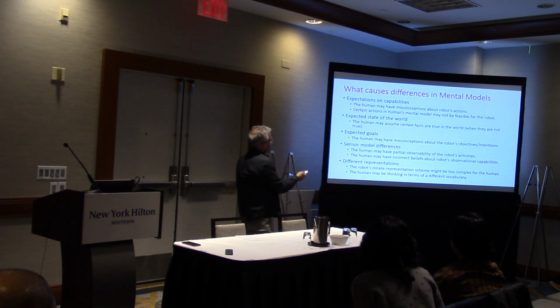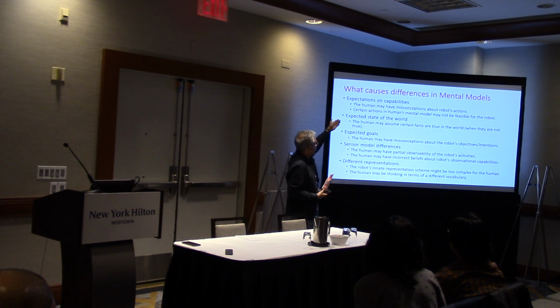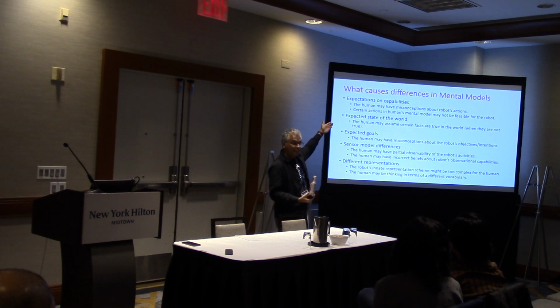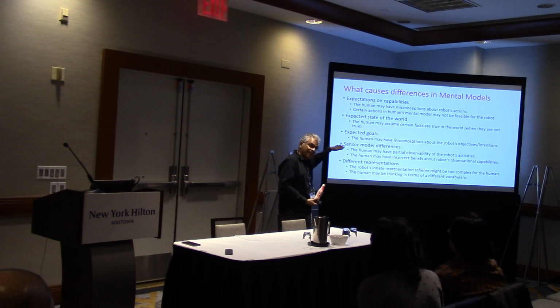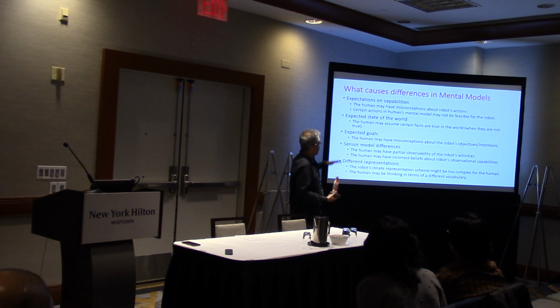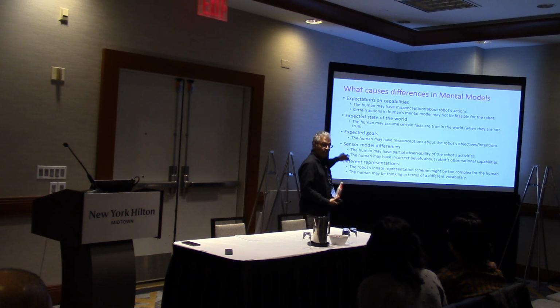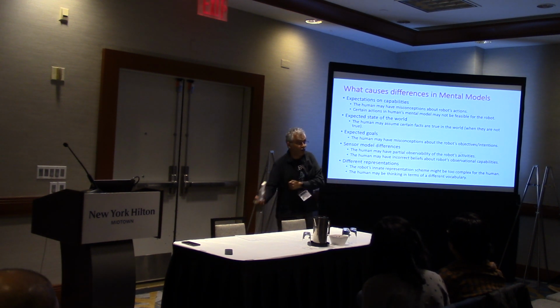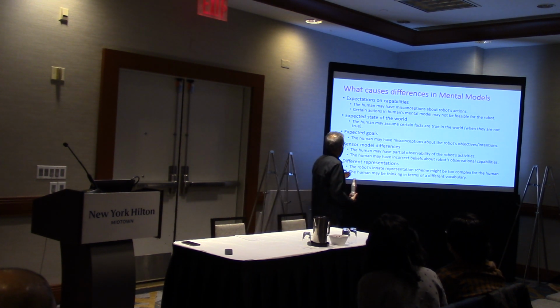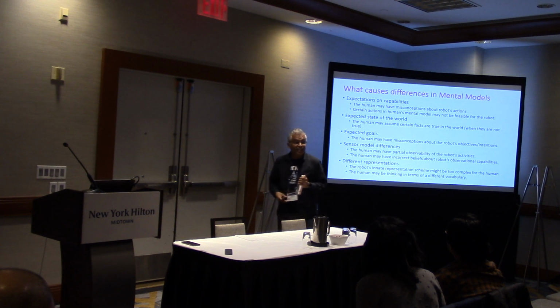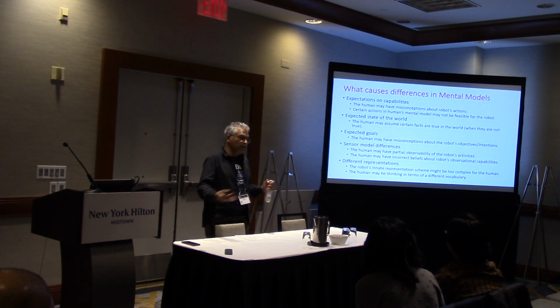Now, what causes differences in mental models? Basically, the humans might have different expectations on the capabilities of the AI system. They might have different expectations on the state of the world than the robot thinks is the current state of the world. The goals may be different. Sensor models might be different. What the human sees might be different from what the robot sees, and so they wind up not being on the same page. And they might, of course, also be using different representations. That means they don't even have a common vocabulary, in which case explanations become a lot more difficult.